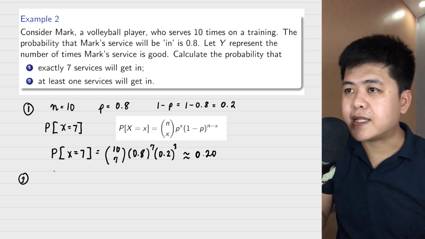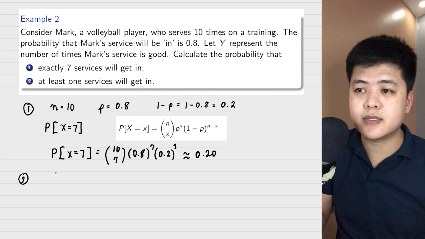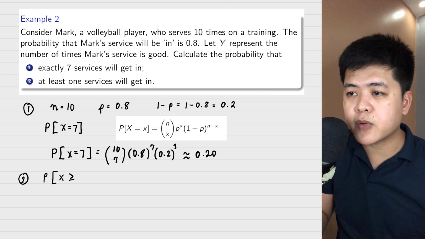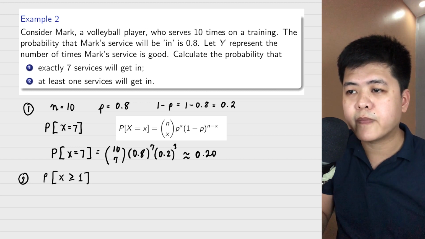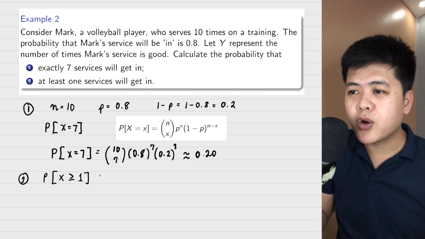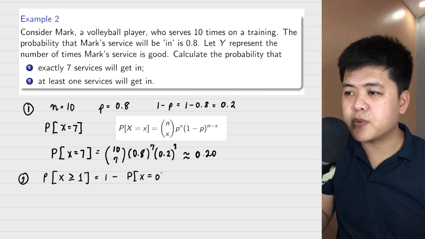Let's have number 2. At least 1 service will get in. So that's the probability of at least 1, so it should be greater than or equal to 1. Alam na natin to, diba? We know that if we want this type of probability, the at least 1 probability, all we have to do is to get 1 minus the probability of getting 0, X equals 0.